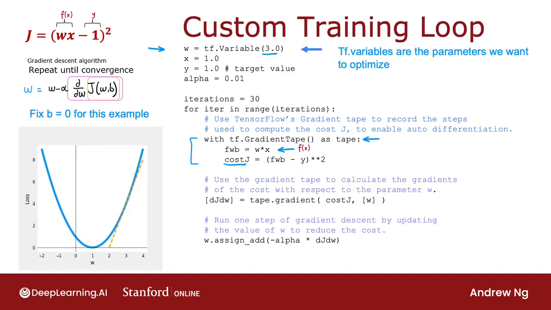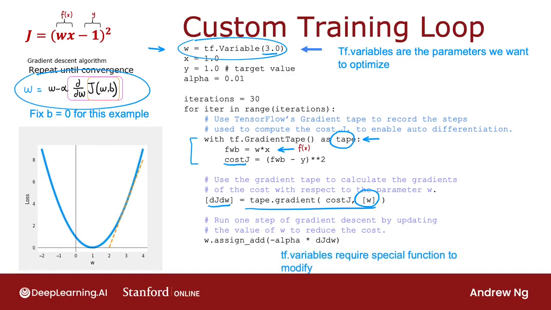Next, TensorFlow will have saved the sequence of operations in tape, in the gradient tape. And with this syntax, TensorFlow will automatically compute this derivative term, which I'm going to call dj dw. And TensorFlow knows you want to take the derivative with respect to w, that w is the parameter you want to optimize because you had told it so up here, and because we're also specifying it down here. So now that you've computed derivatives, finally you can carry out this update by taking w and subtracting from it the learning rate alpha times that derivative term that we just got from up above.